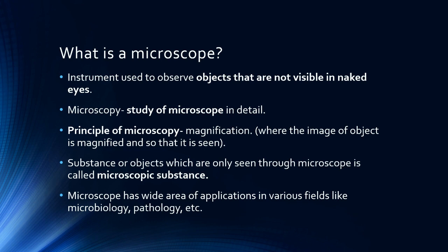What is a microscope? A microscope is an instrument which is used for the observation of small materials or small microorganisms which are not visible to the naked eye. The study of microscope is called microscopy. Microscope works on the principle of magnification, where the image of the object is magnified so that it can be seen. The substance which you observe under the microscope is called a microscopic substance. So the microscope has a wide variety of applications in the field of microbiology, pathology and different life sciences.